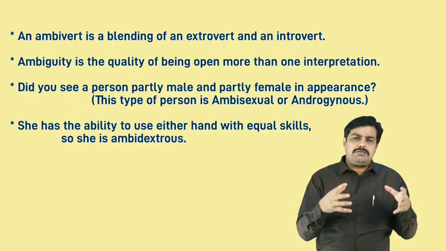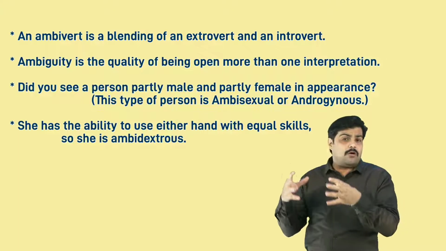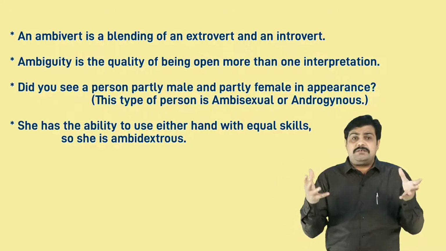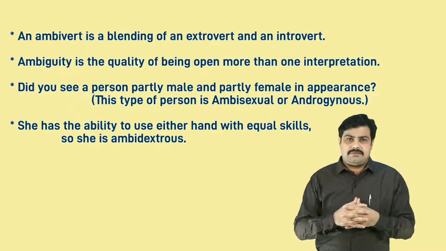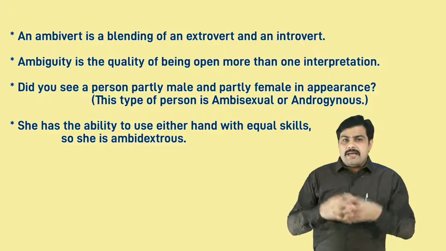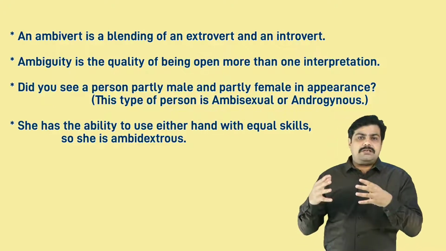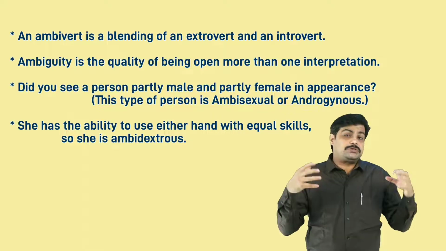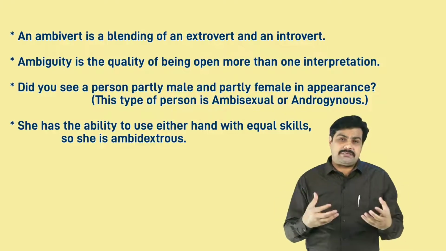Did you see a person partly male or partly female in appearance? This type of person is ambisexual. Another word is androgynous. She has the ability to use either hand with equal skill. So she is ambidextrous.